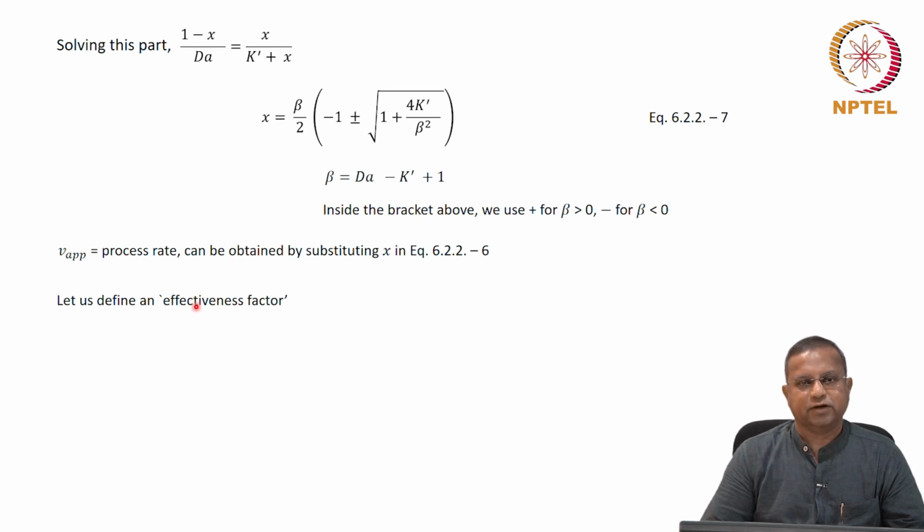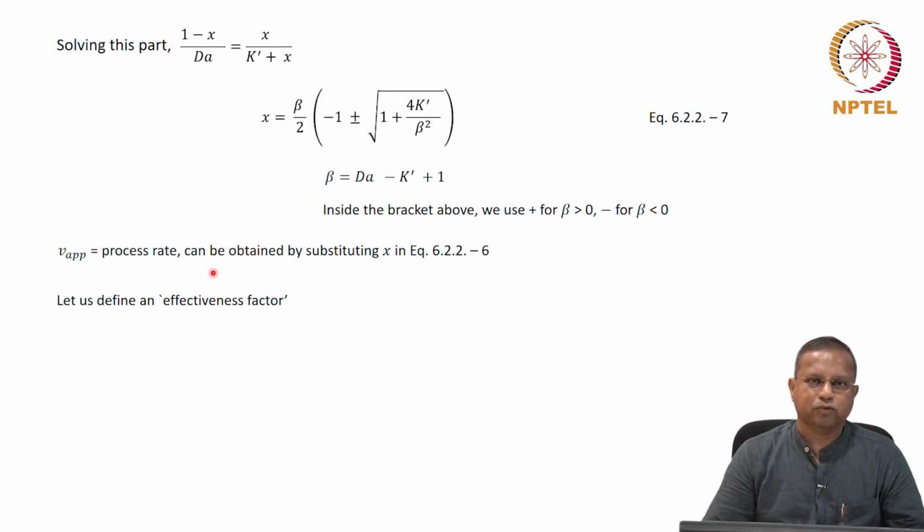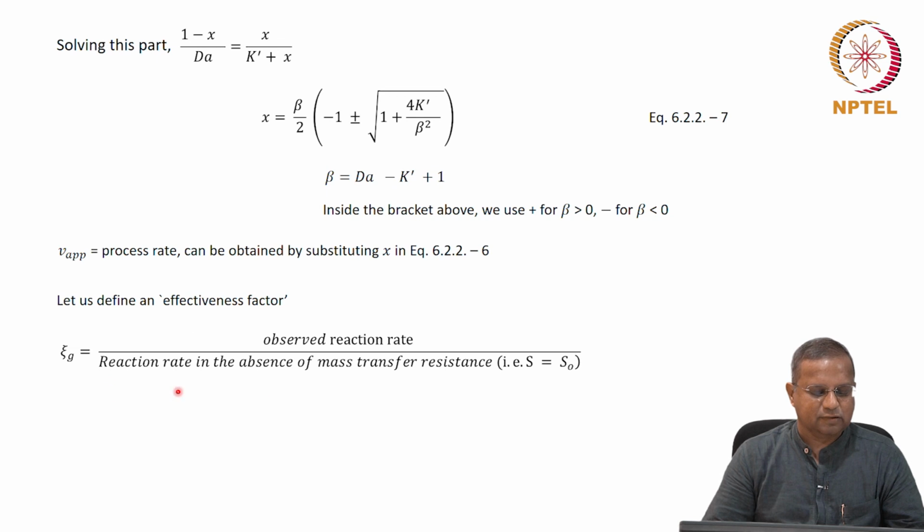We have already seen the effectiveness factor in the case of diffusion with reaction in a porous spherical pellet in the second chapter. We are going to define an effectiveness factor on the same lines. It is nothing but the observed reaction rate divided by the reaction rate in the absence of mass transfer resistance. Again, observed reaction rate is what we observe. Reaction rate or observed process rate, you could say. A reaction rate in the absence of mass transfer resistance, or process rate in the absence of mass transfer resistance.